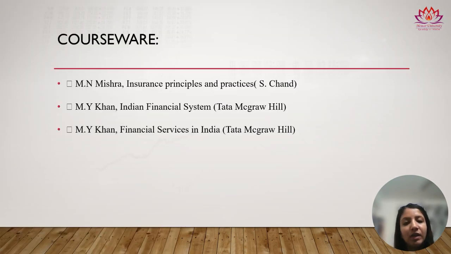So in this slide, you can see the courseware. It shows the list of books which you can refer to for future reference. The first book is M.N. Mishra, Insurance Principles and Practices; M.Y. Khan, Indian Financial System; and M.Y. Khan, Financial Services in India.